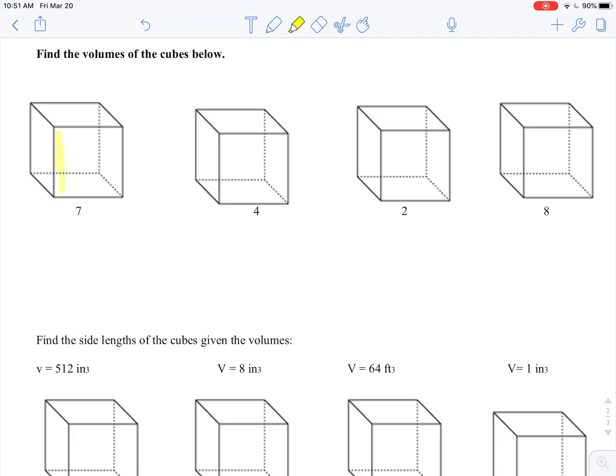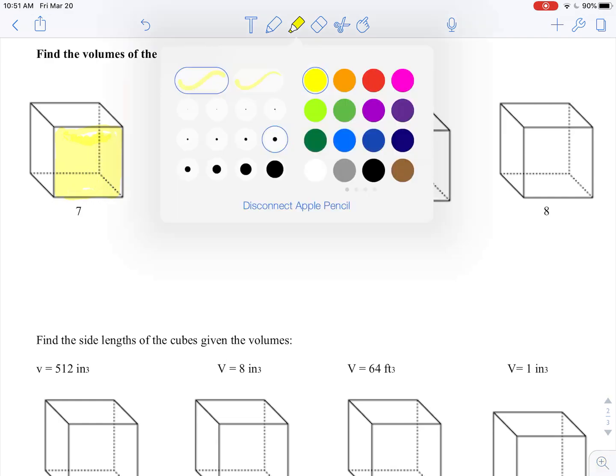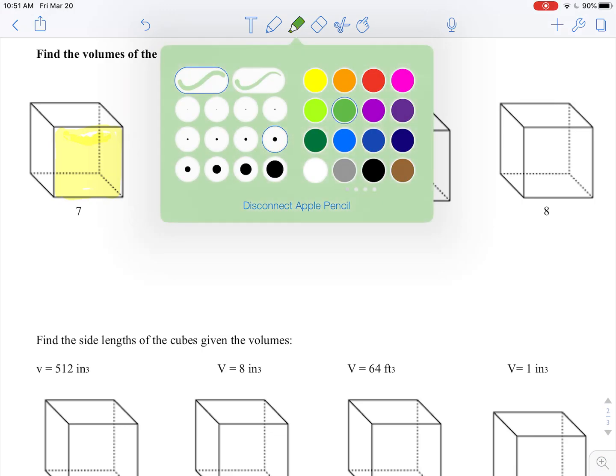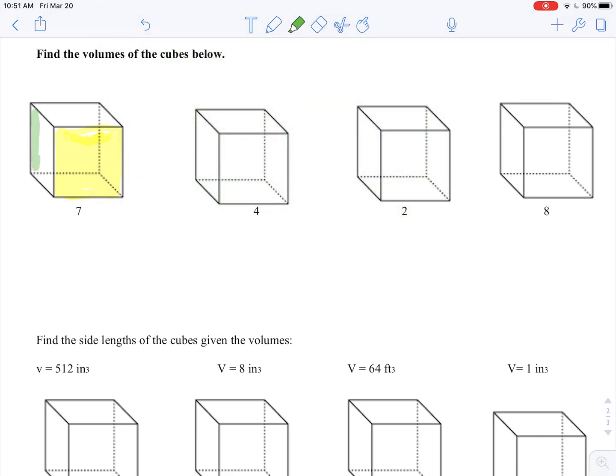All right, now let's find the volumes of cubes. So all of these faces here are just squares. So here's a square, here's a square, this face is a square here. And then if I change to this light green, here's a square.